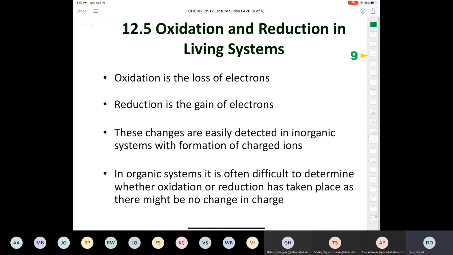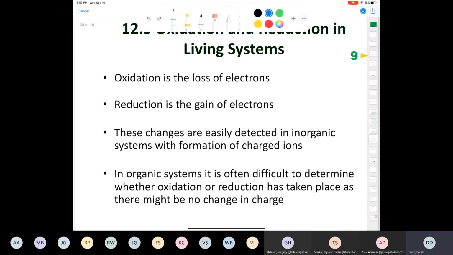Okay, oxidation and reduction in living systems. I'm not going to really ask you a whole lot about this, but I just want you to know a couple of things that you should have learned in general chemistry. You might have learned this expression here, OIL RIG, and that deals with electrons. Oxidation is losing electrons, and reduction is gaining electrons.